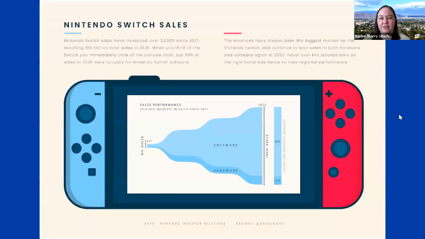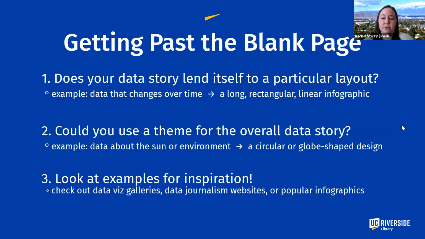This is another really fun example. This is a visualization of Nintendo Switch sales, and they've used the layout of the physical Switch game console as the container for their visualization. So this kind of themes it, and it makes it a lot more visually engaging. You can even use a theme to think about color palettes, that sort of thing. So that could be a good approach to getting off that blank page.